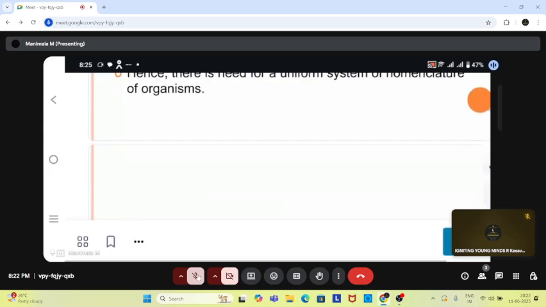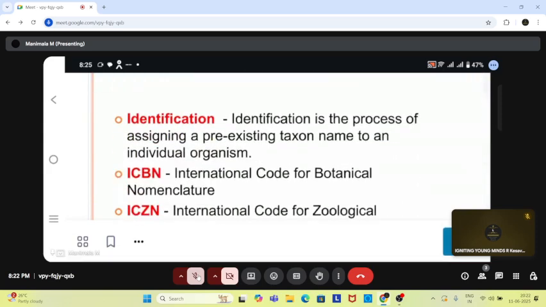Okay, children, we'll go to the next. First we discussed what biodiversity is. Different organisms are there, and we can't give names to all of them at a time without confusion. So we have nomenclature. Local names vary from country to country and place to place. To avoid this, we have standardized names, given by the ICBN or ICZN.